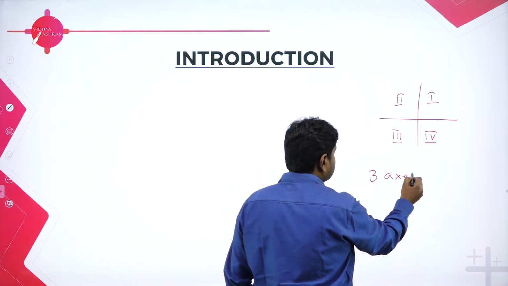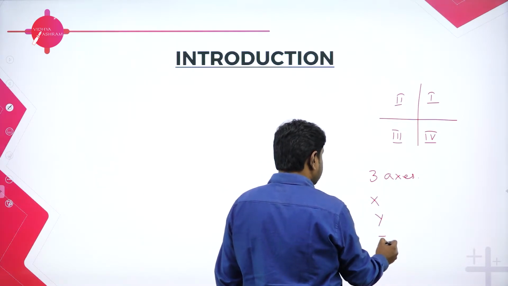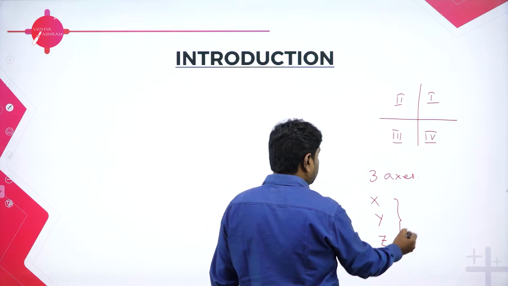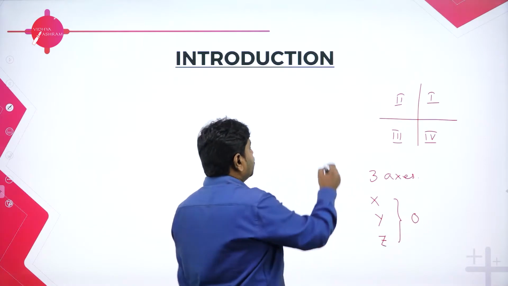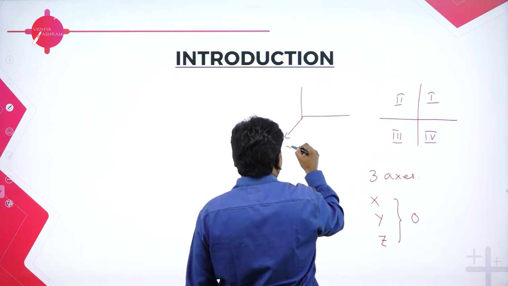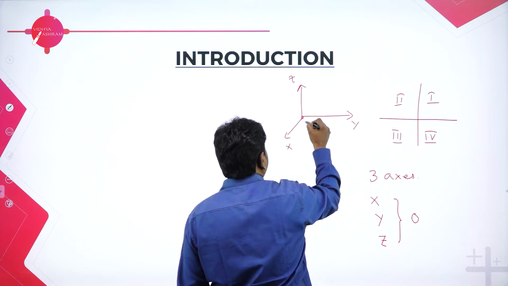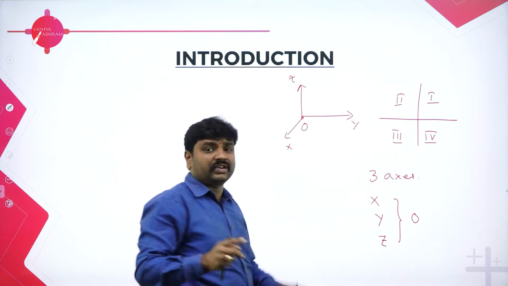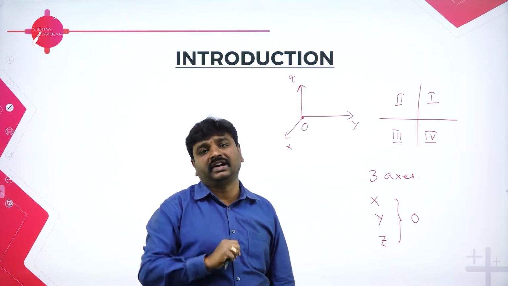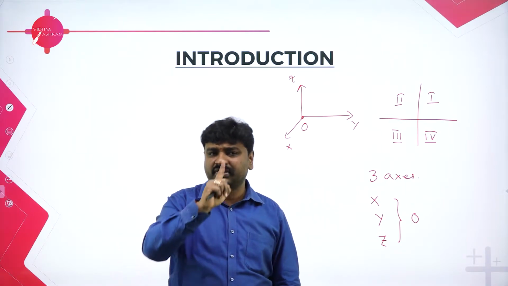Singular is axis, plural is axes. That is x-axis, y-axis, z-axis, which will meet at a point called origin. So we can divide the plane into what? 3 axis systems. So this is x-axis, this is y-axis, this is z-axis, and this is point of intersection origin. Using these 3 axes, we can divide the space into 8 octants. And we can decide where the point lies in the octant. That is the first concept.